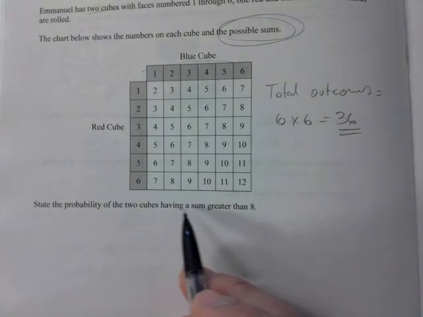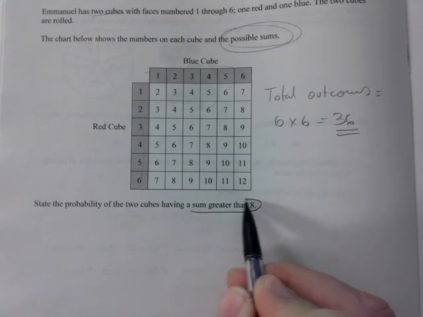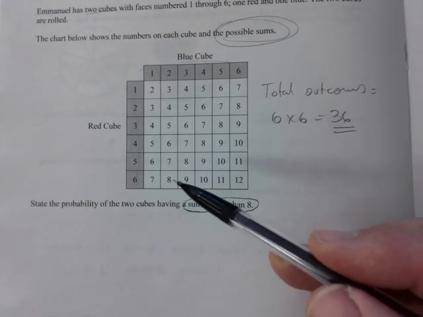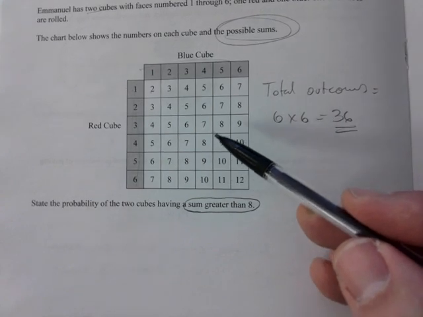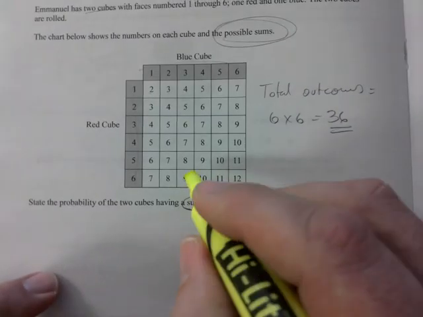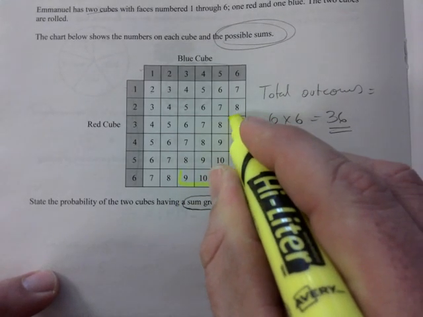State the probability of two cubes having a sum greater than 8. We've done this kind of stuff, guys. Sum greater than 8. Where's my 8 line? 8 line is always diagonal, right? So this is my 8 line, so I want greater than that. So I'm going to go write all of these ones here.